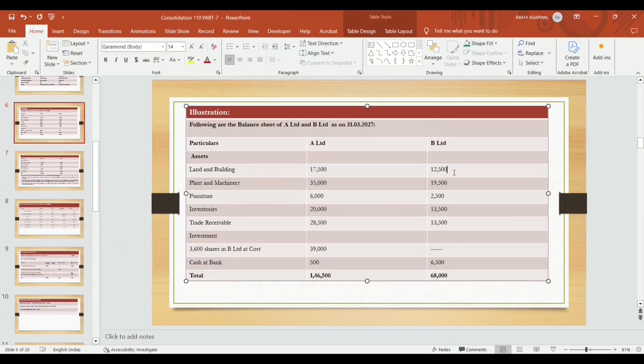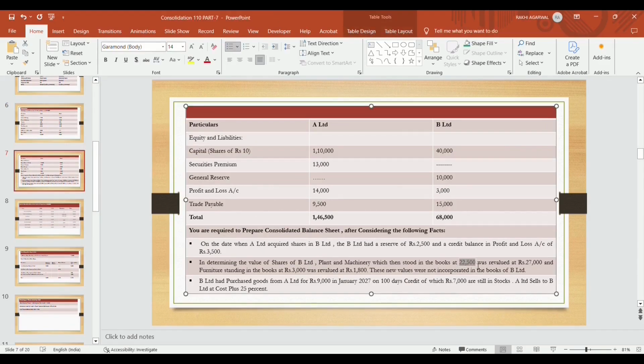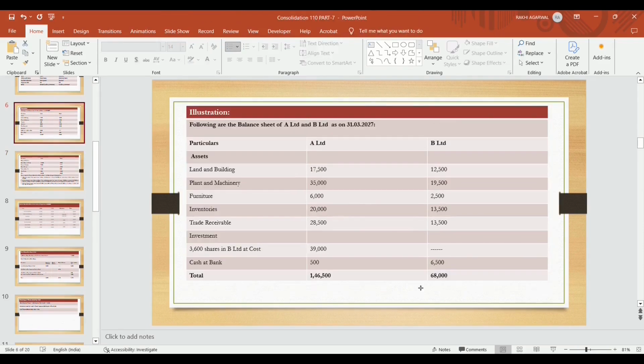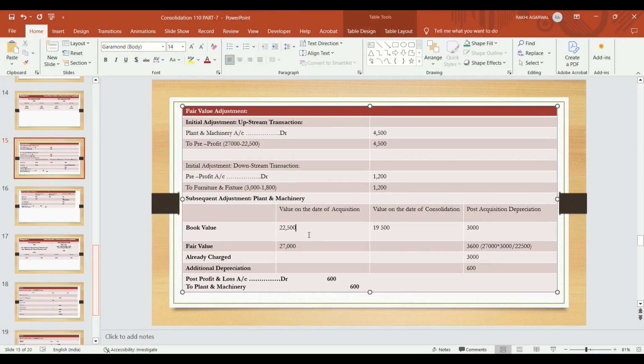So depreciation: the plant machineries of B Limited at the time of making the consolidation becomes 19,500, but at the time of acquisition it was 22,500, which is revalued to 27,000. So there is a depreciation effect. How much depreciation? The value on the date of acquisition is 22,500, the value on the date of consolidation is 19,500 of plant machinery. So the difference becomes 3,000. That is post acquisition depreciation, becoming 3,000, and fair value 27,000.